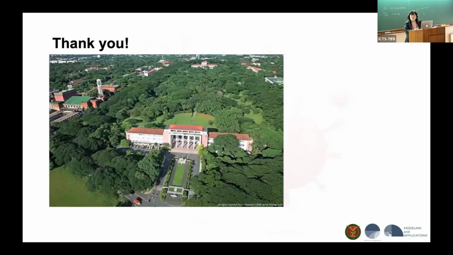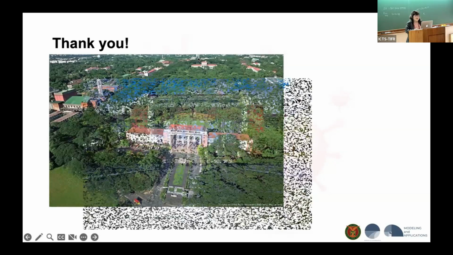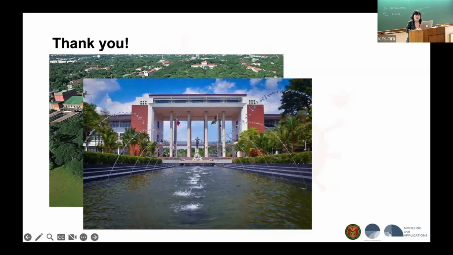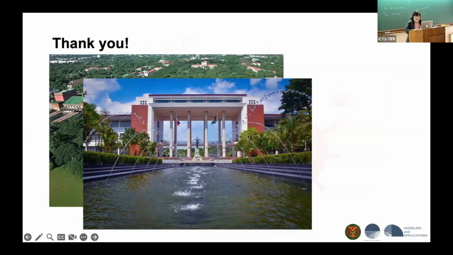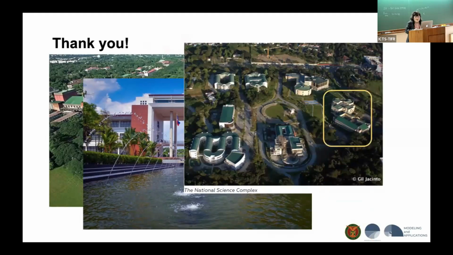And here I show you an aerial view of our campus, the University of the Philippines Diliman campus. Here in the center is our administrative building. This is the entrance to the university, and you can see the buildings around. Here, we zoom into our administration building. We have the Oblation here. And this is the science complex located inside the campus. And here is our math building.